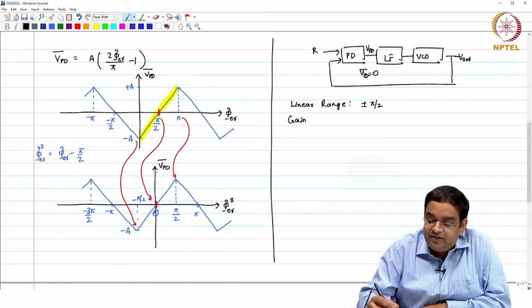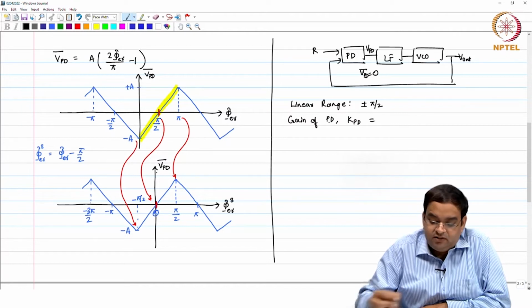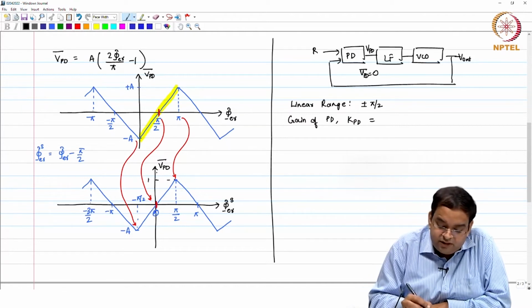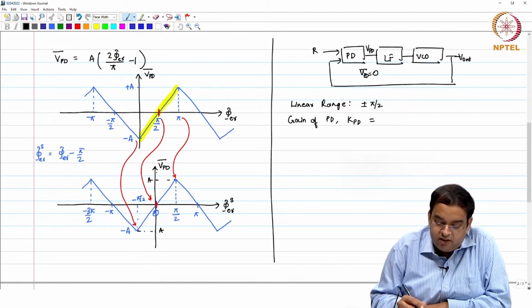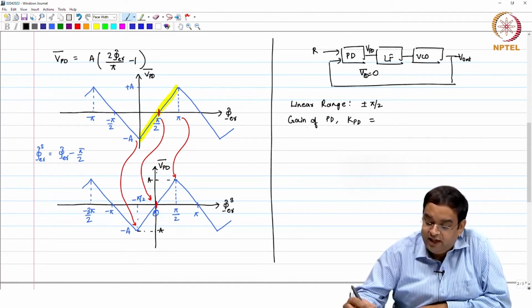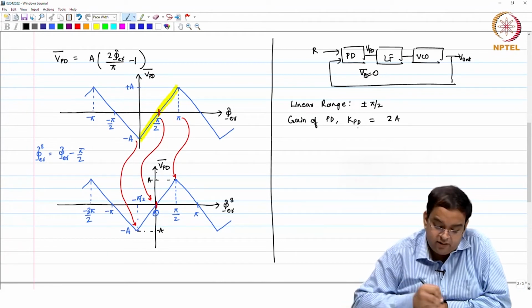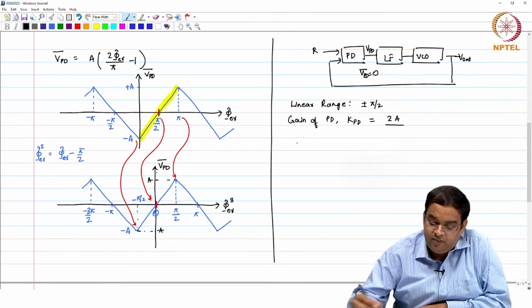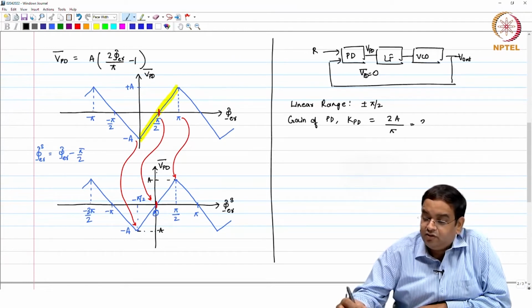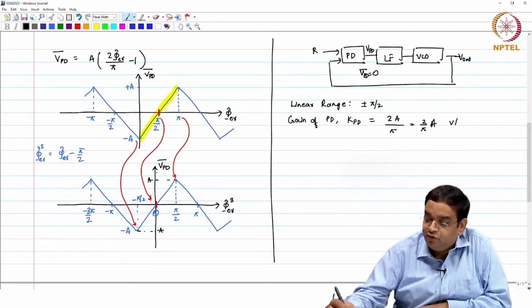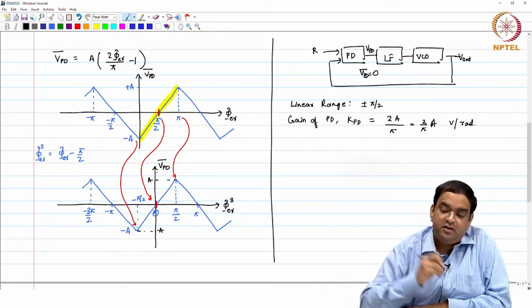The gain of the phase error detector, okay, which is KPD. Now, this is just like finding the slope of a line, which is not any different. So, the slope of the line from minus pi by 2 to plus pi by 2 is 2 times A divided by pi. So, whatever your amplitude is, that amplitude gets multiplied. Okay. So, this is volt per radian.